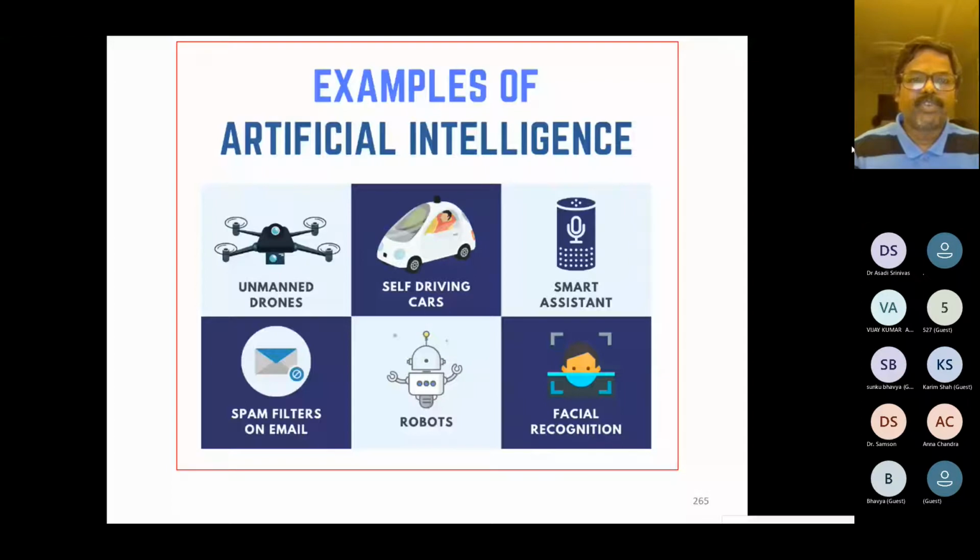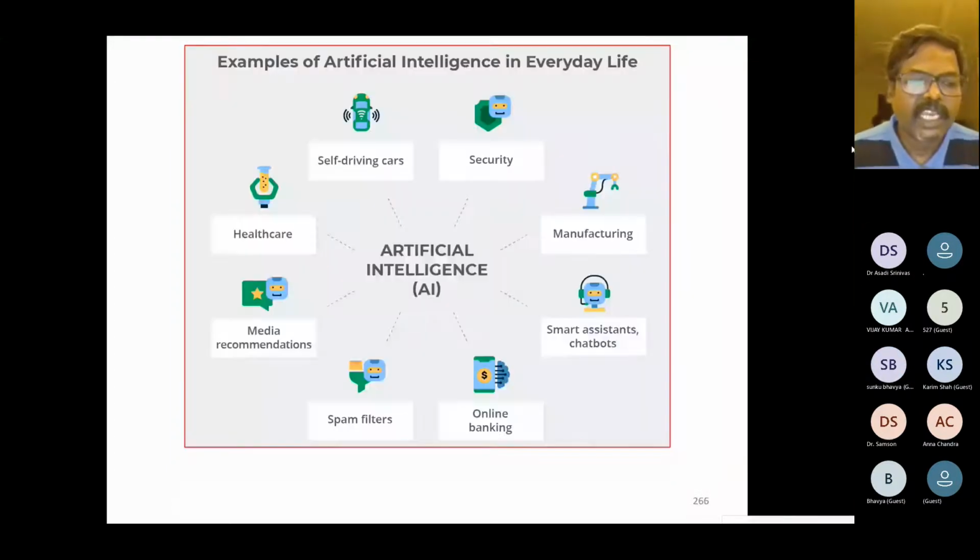Then a few more examples of artificial intelligence in everyday life. Self-driving cars, where we are especially using artificial intelligence. Security, manufacturing, smart assistants and chatbots, online banking, spam filters, media recommendations, healthcare, etc. These are the various examples from everyday life.